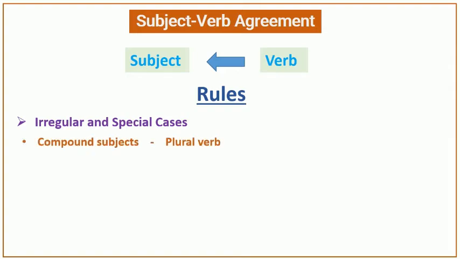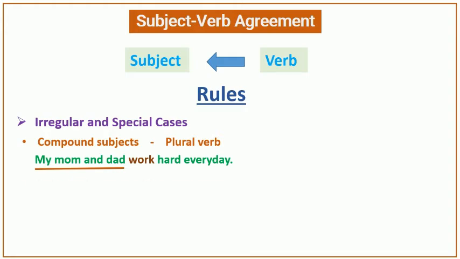There are some irregular and special cases. With compound subjects, plural verb is used. Compound subjects means two or more subjects that are connected with and. For example, my mom and dad work hard every day. In this sentence, my mom and dad is a compound subject and the plural form of verb work has been used to it.